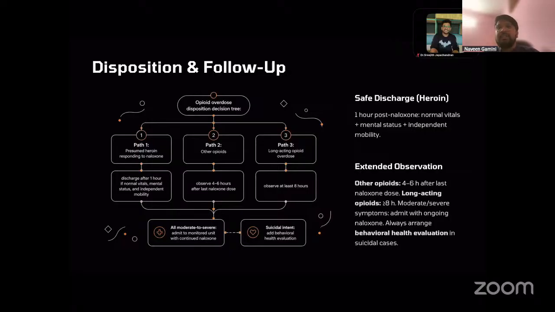Next, let's talk about how we dispose and follow up these cases. So once we get opioid overdose patients, if it is heroin which is responding to naloxone, we can safely discharge after 1 hour if the vitals and mental status are normal and the patient is able to mobilize.